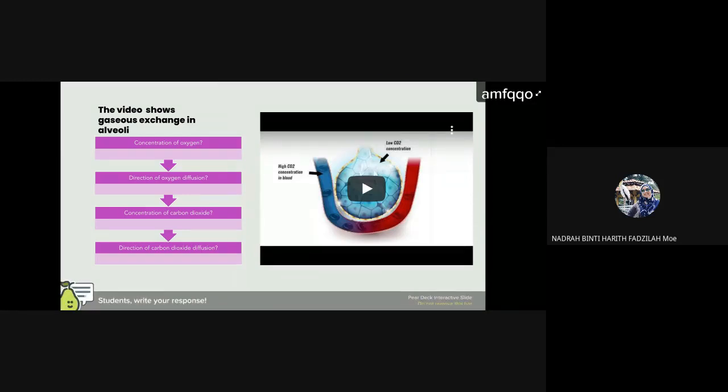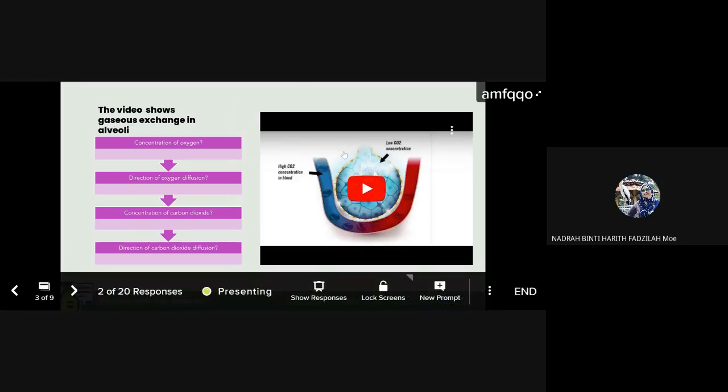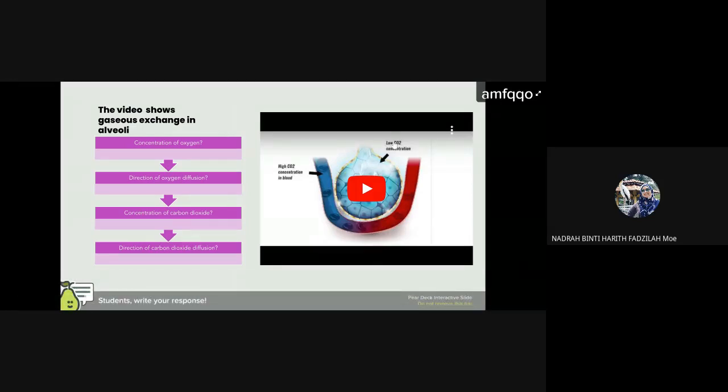Take a look at the Google Meet screen. I will share with you the video that introduces the mechanism of gaseous exchange that occurs in the alveolus. Bukan alveoli ya, alveolus, because there is only one structure here. If we can see a lot of alveolus in the diagram, then we call them in plural form as alveoli. So tengok gambar dulu and tengok video dulu baru jawab, okay?